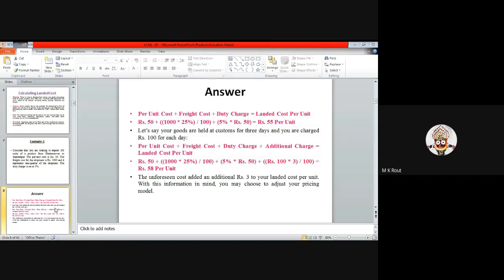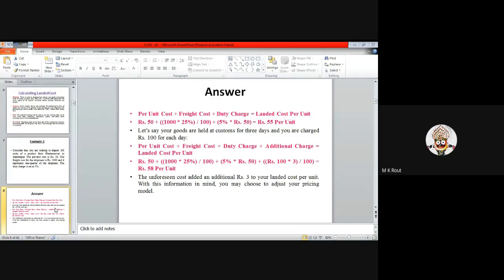Here we first calculate per unit cost plus freight cost plus duty charges, which equals landed cost per unit. The per unit cost is given as 50 rupees, and freight cost is 1000 into 25% because it is already given as one quarter of the shipment, plus 5% duty charges, that is 5% of 50 rupees, where 50 rupees represents the per unit cost. That equals 55 rupees per unit.